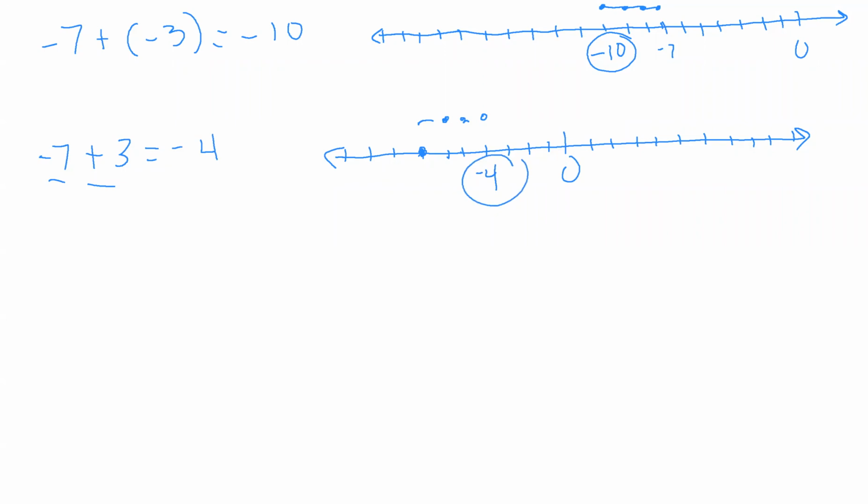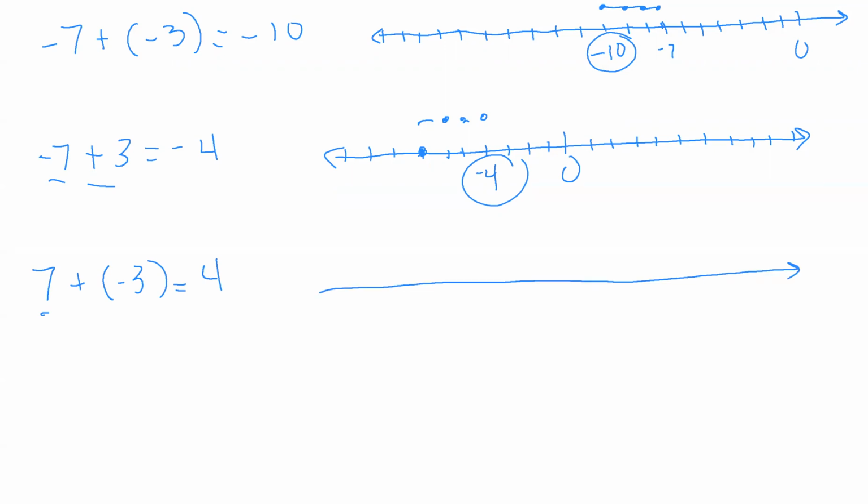All right, what if we had +7 plus -3? Well, using the rules, I've got two signs. Okay, so I'm adding two numbers that have different signs. I subtract, I want to find the difference between my positive and my negative. So 7 minus 3 is 4. And this time I have more positive, so my result is going to be +4.